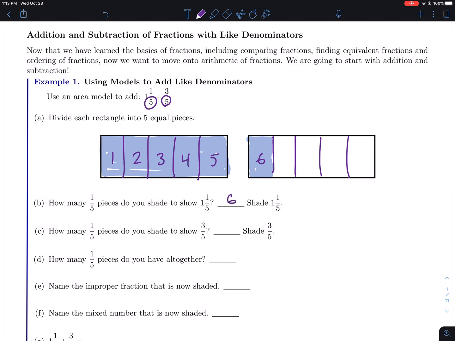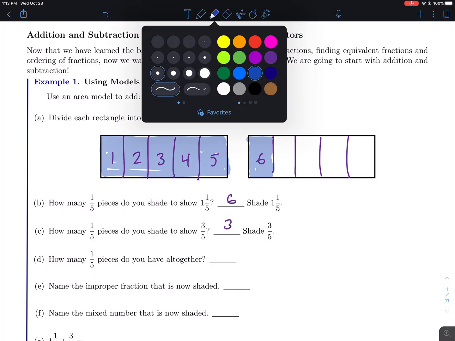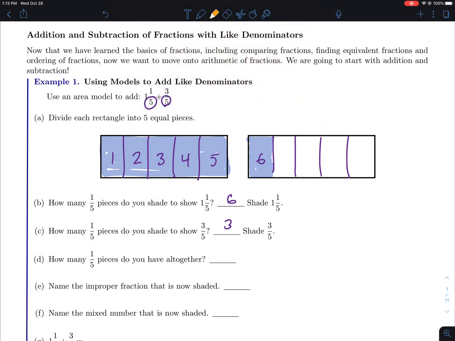So 6 1/5 pieces. Now the same thing for part C. How many 1/5 pieces do we shade to show 3/5? In this case, we can answer right away. We know it's just going to be 3. Let me get a different color here. So let's do 3/5 in orange. That means we want to shade 3 of these 1/5 chunks. So we've got 3 of those guys. 1, 2, 3. So that's going to represent our 3/5.